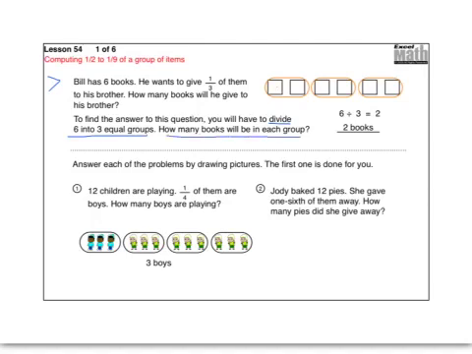Well, here are his 6 books, and 1/3 of the books would be 1 out of 3 of the groups. So you're dividing 6 into 3 groups, and you get 2 in each group, and so 1/3 would be 2 books. And hopefully you can understand then that 2/3 would be 4 books, and 3/3 would be 6 books, because 3/3 is the whole thing.